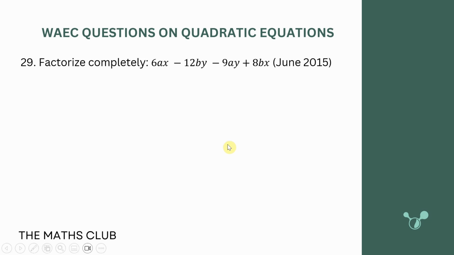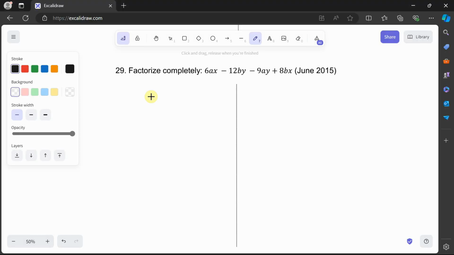Question 29 says that we should factorize completely 6ax minus 12by minus 9ay plus 8bx. So if I group together all the x's first, that will give me 6ax plus 8bx minus 12by. I'm grouping the y's now, then minus 9ay. What is common in these two? I could say 2 is common and x is common. So 6ax divided by 2x, that will give me 3a plus 8bx divided by 2x, that will give me 4b.